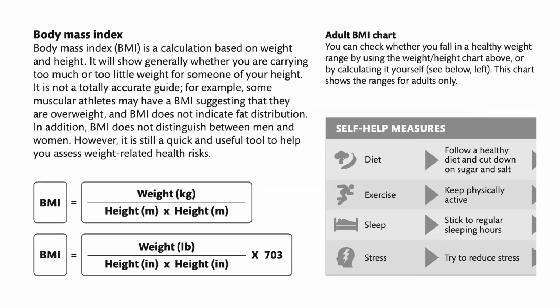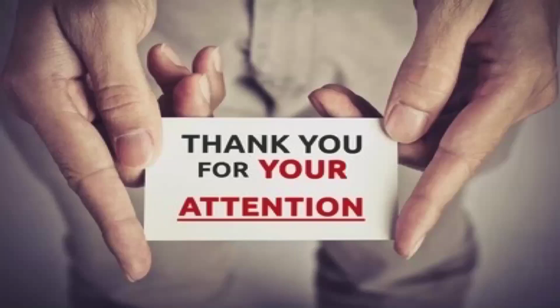So BMI is weight in kilos divided by height in meters times height in meters. You can check whether you fall in a healthy weight range by using the weight-height chart or by calculating it yourself. This chart will show the ranges for adults only. For self-help measures, we should follow a healthy diet and cut down on sugar and salt, keep physically active, stick to regular sleeping hours, and try to reduce stress. Thank you for your attention.